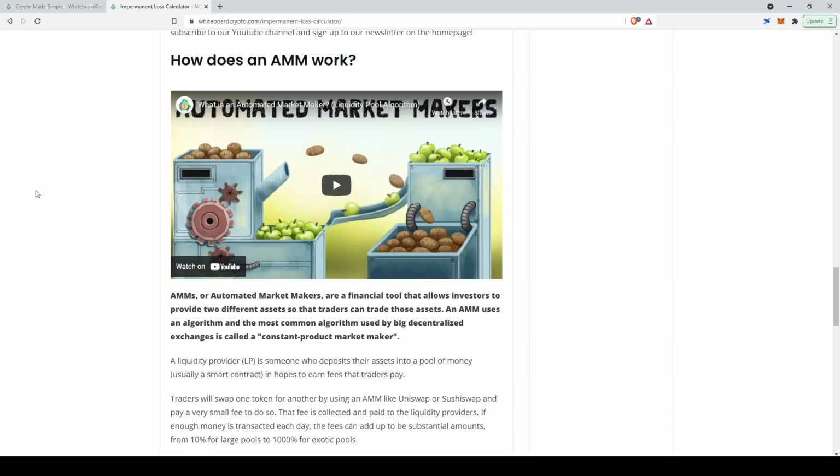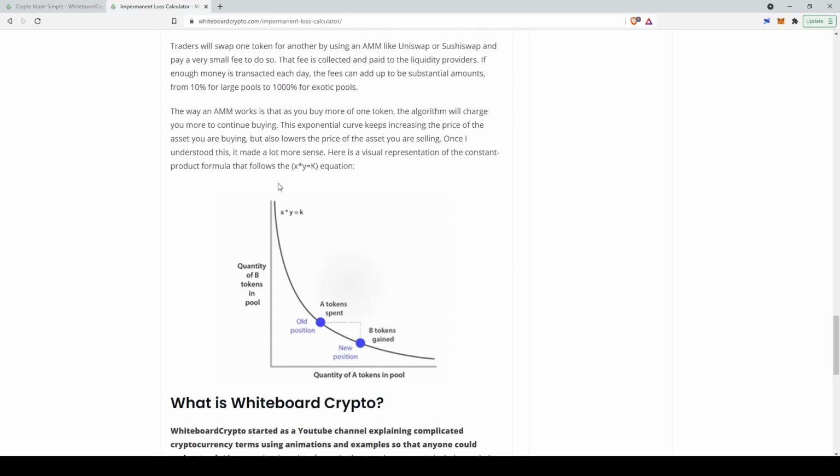Most big automated market makers out there in the crypto world use something called a constant product market maker. Basically, they use this formula: X times Y equals K, and we will get to what that means in a second. It creates this graph. Wherever the starting position is, it might be here, it might be here, it might be here. However much you spend determines how much you get.